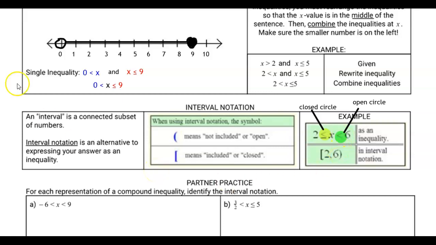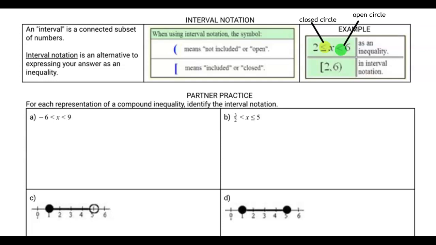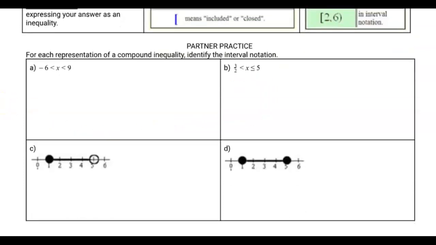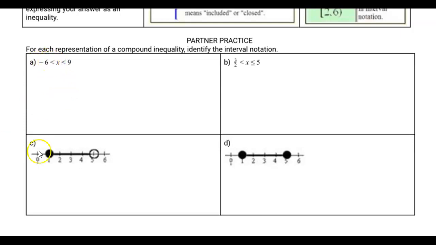Okay, move on to the partner practice. I am going to show you the correct answers to the partner practice, but I do want you to try them first. So for each representation of a compound inequality, you're going to identify the interval notation. Actually, sorry, I misspoke here. I'm only going to show you the answers to A and C. You're going to try to do B and D by yourselves in class.